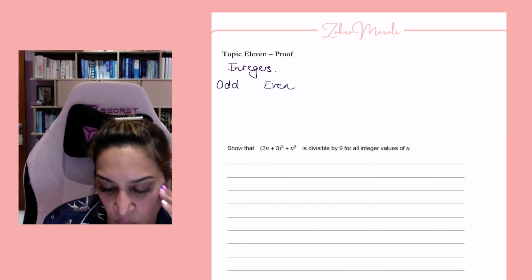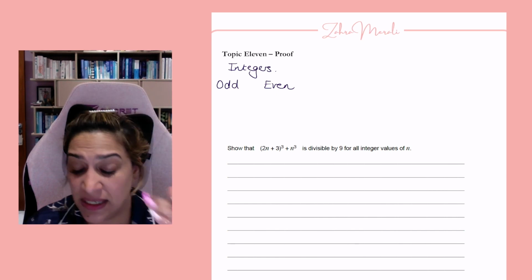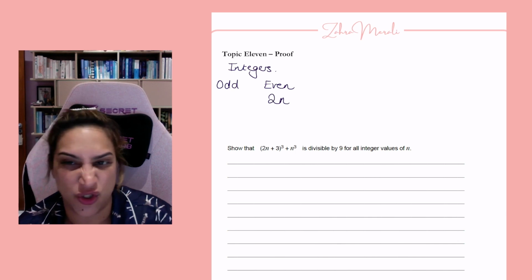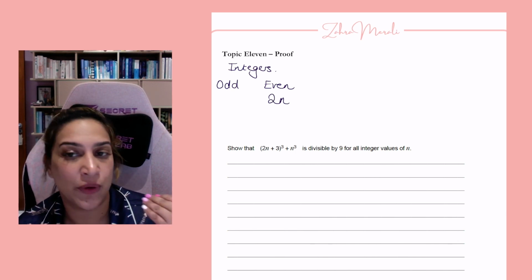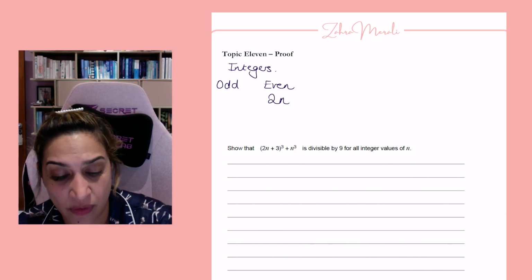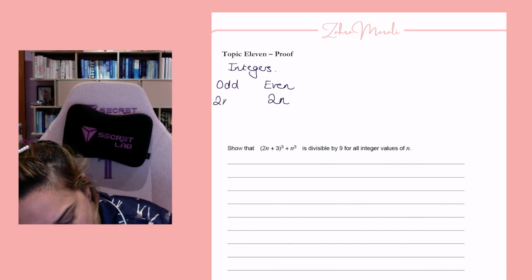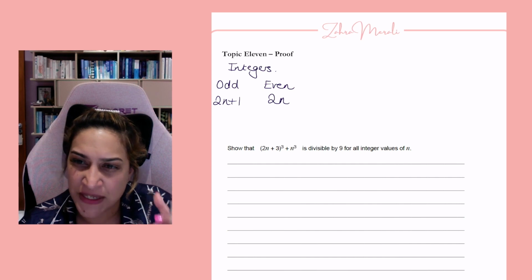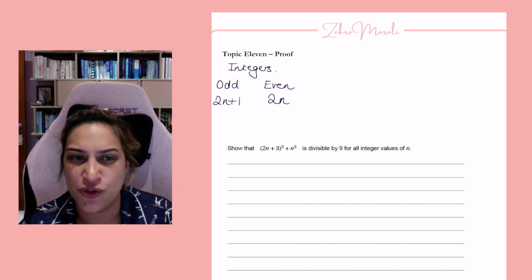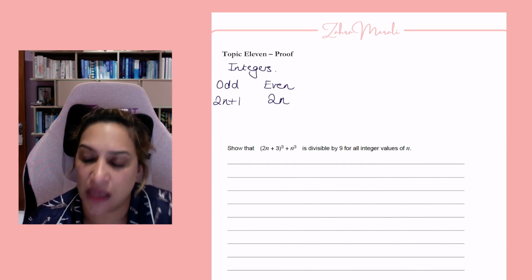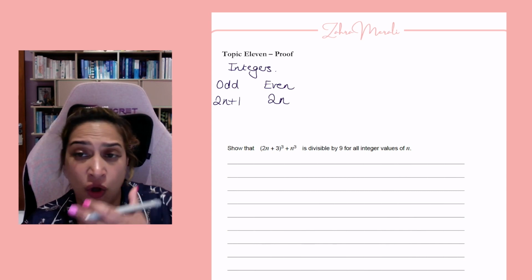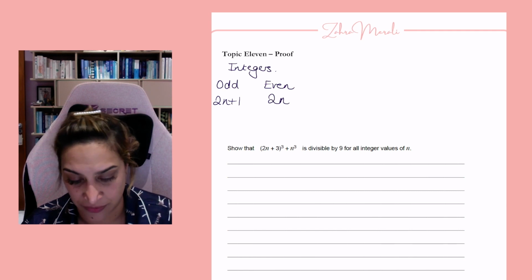So if we think about it, what is an even number? An even number can always be written as 2n or 2x or 2 something. Now an odd number is always 1 more than an even number. So an odd number is going to be 2n plus 1. Okay, and if something is divisible by something, it means you can take that number outside of the bracket. So if I have a 5 outside of a bracket, it means the whole bracket is divisible by 5.